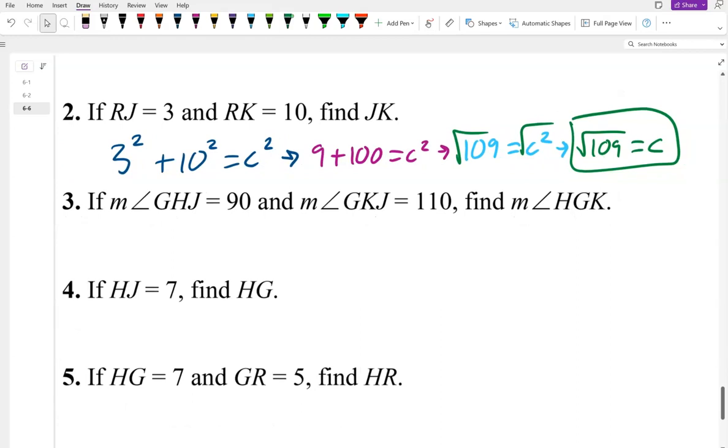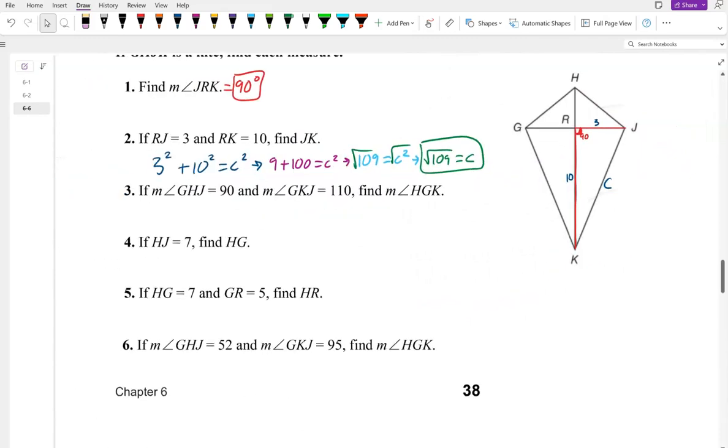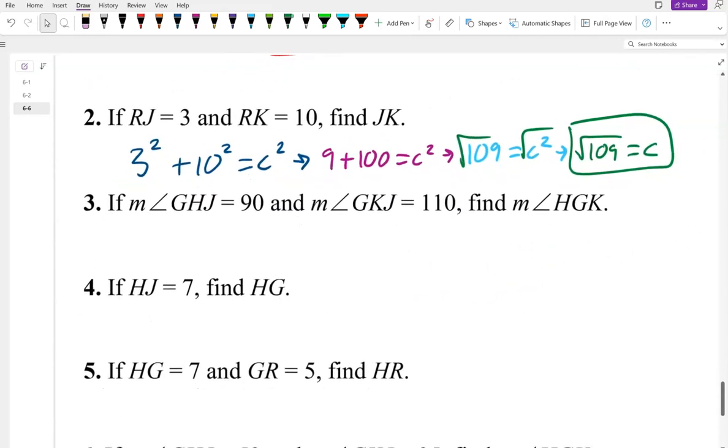So, a lot of the times when you solve for missing sides on a kite, it's just going to be A squared plus B squared equals C squared. Okay, 9 times out of 10, because it's a bunch of right triangles in there.